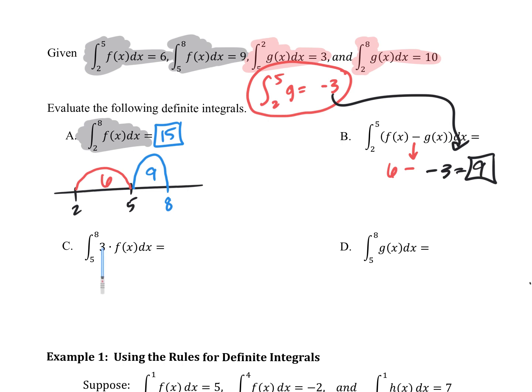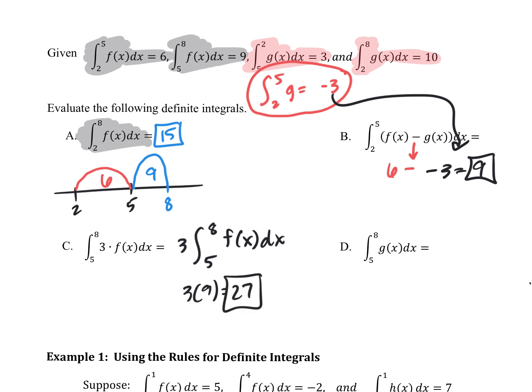This is that constant. That constant, we can just say, oh, that's the same as 3 times the integral of 5 to 8. Did they give us from 5 to 8? 27. Yeah, they gave us from 5 to 8 of f right there. Is that 9? So 3 times that 9 is 27.